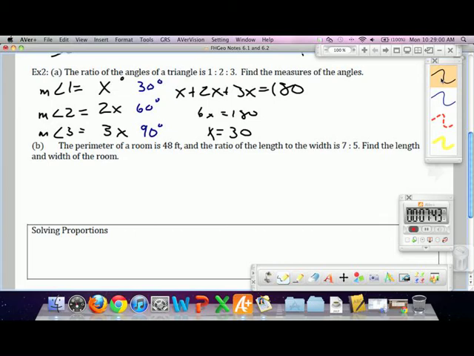Let's play a similar game with this perimeter. So I have a perimeter of a room is 48 feet. So if I drew myself a little picture here, I have the perimeter of this room, and the distance all the way around is 48 feet. And I don't know what the length and the width are, but I do know that their ratio is 7 to 5. So this is the length, and this is the width of my room. I know that the ratio of these things is 7 to 5.